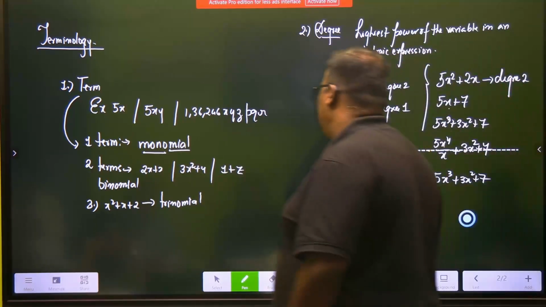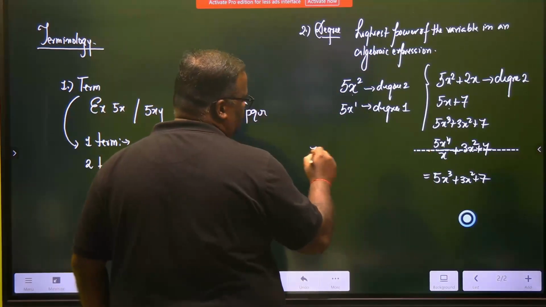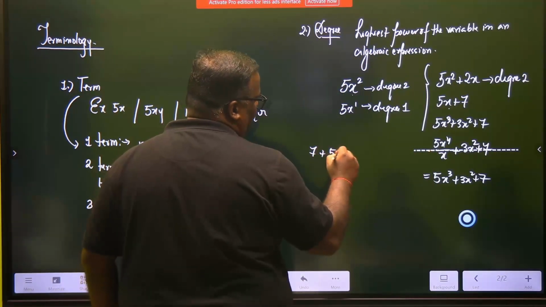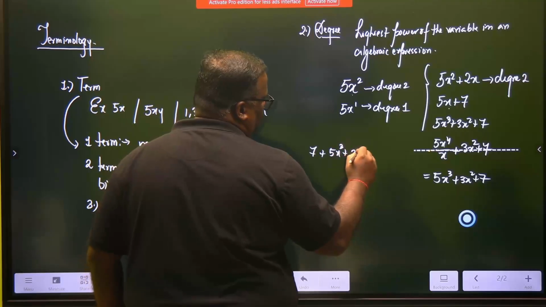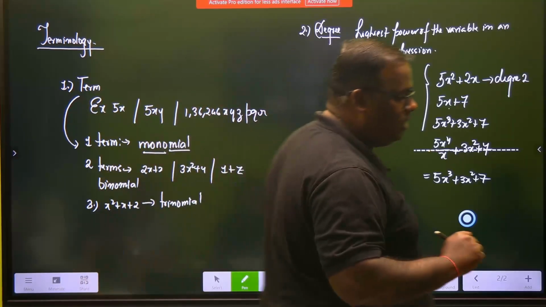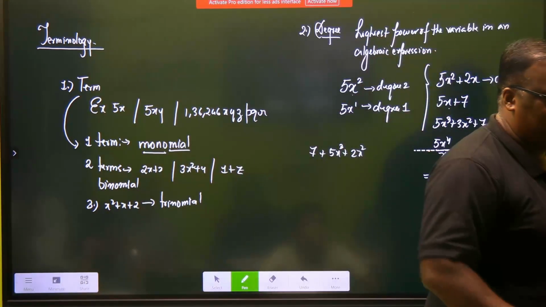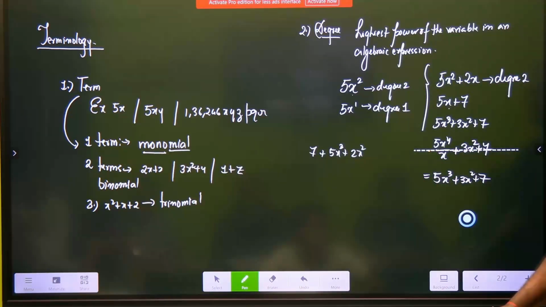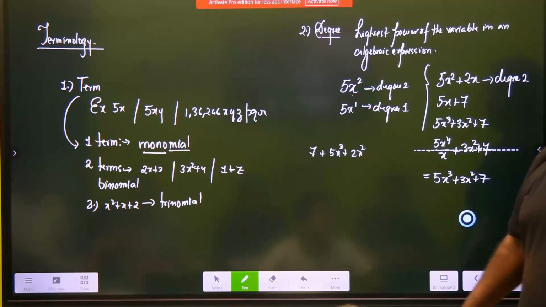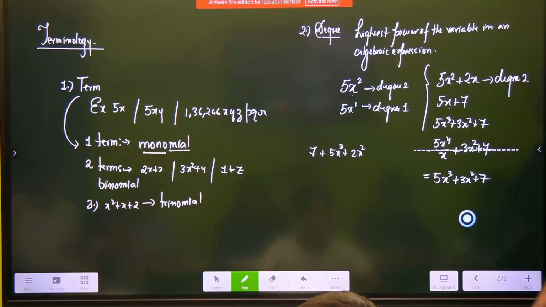Now we are still doing it in the order of one variable only. Let me say that I have written something like this: 7 plus 5x cube plus 2x square. Can you comment on the type of the algebraic expression as well as the degree? Trinomial of degree 3. Highest power is 3. ठीक है ना?